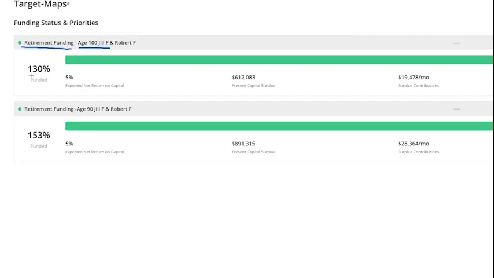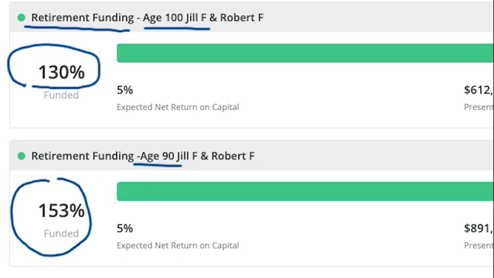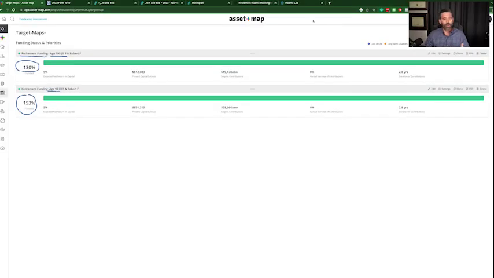So when I run this target map out to 100, they're about 130% funded. So it looks like they have 30% more assets than they really need to make it to this goal if they were to spend what we expect them to spend, okay? And I also ran it again at age 90, and they're about 153% over. So these are all things that I do behind the scenes to say, where are we at from a client perspective. But when I'm looking at these situations for Jill and Bob here, I know they're overfunded.